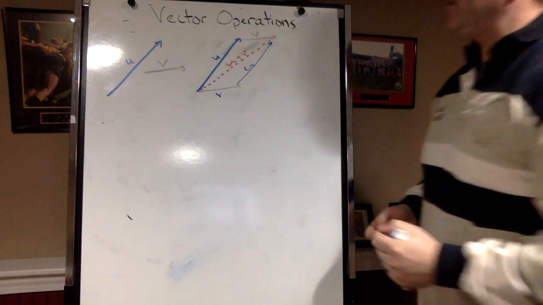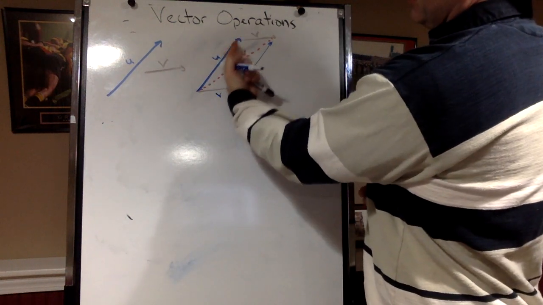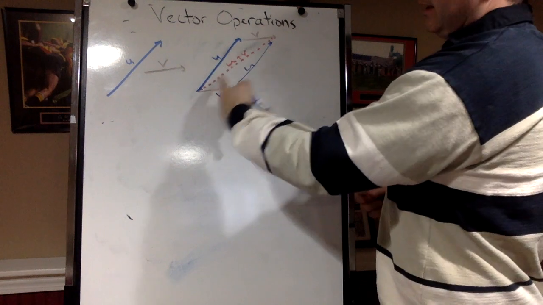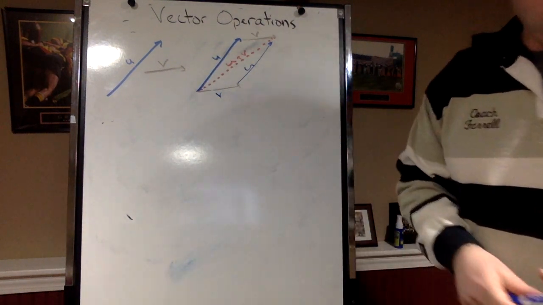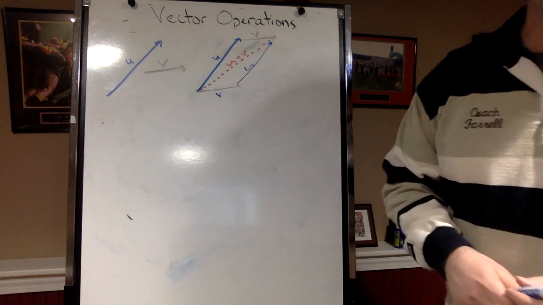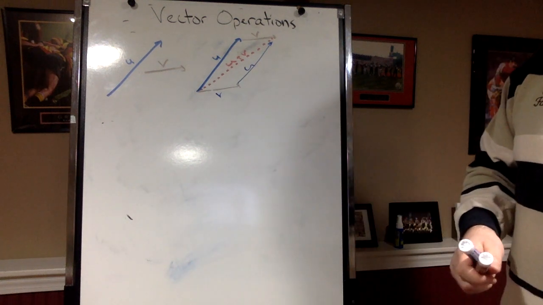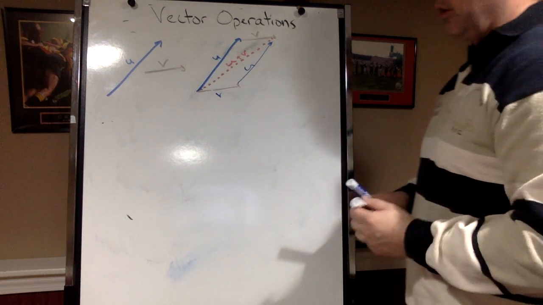All right? And that makes sense. If I was trying to fly this direction, and the wind was pushing me here, this is where I'd end up. Okay? It's just like physics. It's that simple and popular. Now, another way to add these is if we had them in component form.